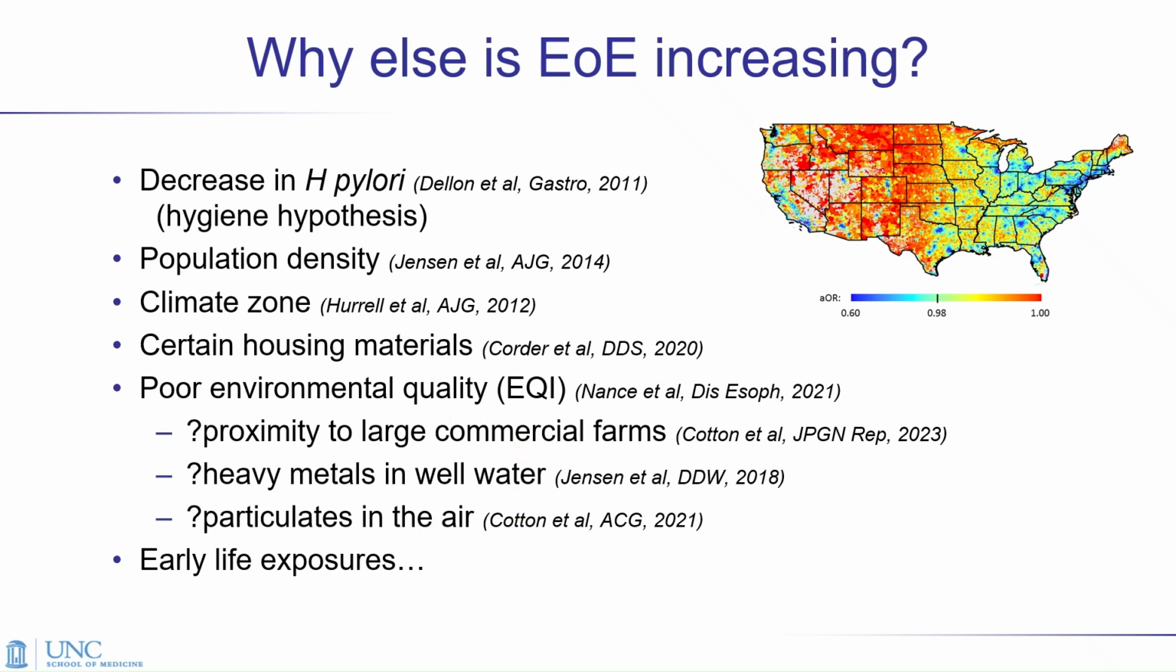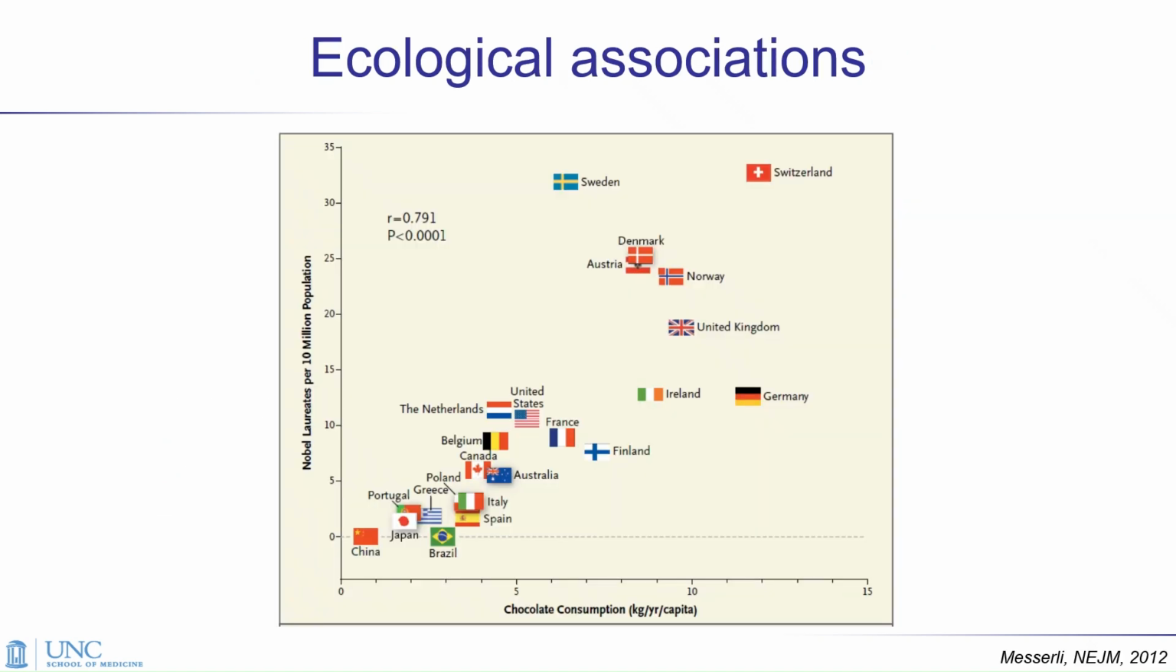So all of these are really interesting, but what has to be done is the next step, which is trying to figure out why these exposures make a difference in individual people. Right now, these are just what we would call ecologic associations, and you have to be careful about this because it's associations that may not imply cause and effect.